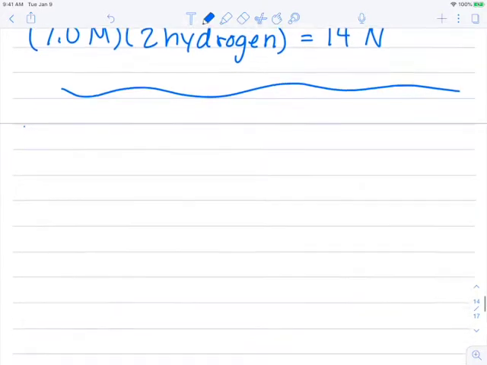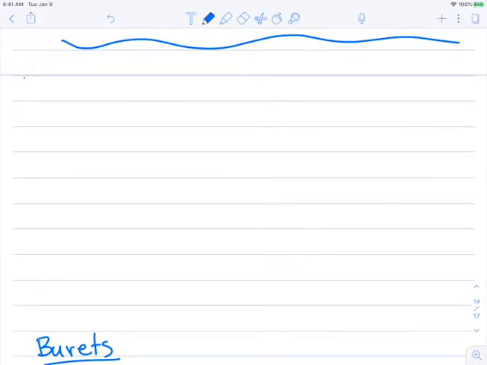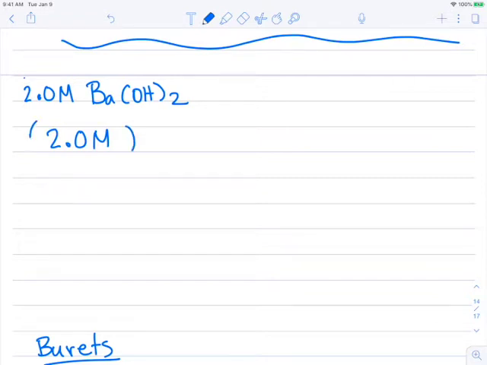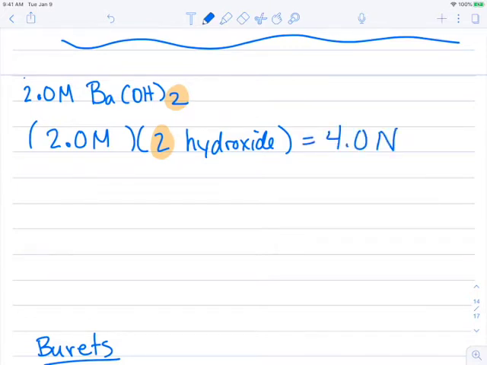Just to give you an idea of how it would work for a base, let's say you had barium hydroxide, and let's say you had 2 molar barium hydroxide. If you wanted to find the normality, I would take 2 molar and multiply it by 2 hydroxides, and that comes from the 2 right over here. For bases, we use the hydroxides, and it would become 4 normal. Any questions on what I just did for that barium hydroxide?